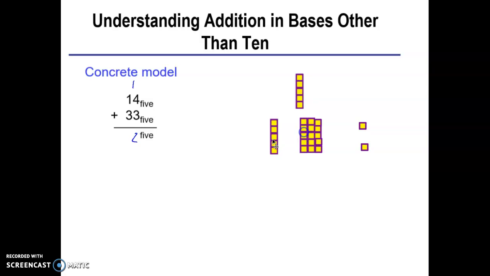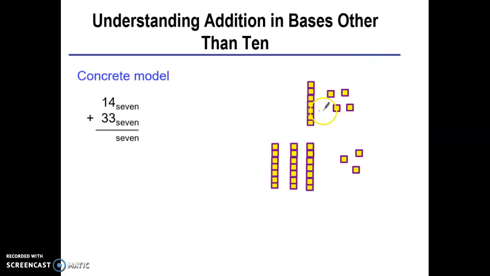And remember, when I put a group of longs together, what I end up with is a flat. So it takes 5 longs to make a flat in base 5, just like it took 5 tinies to make a long. And so you can see here I have 1 flat. So I have 0 longs and 1 flat. So the answer to 14 in base 5 plus 33 in base 5 is 102 in base 5. 102 base 5 is what I have modeled here with the blocks. 1 flat, 0 longs, and 2 tinies.